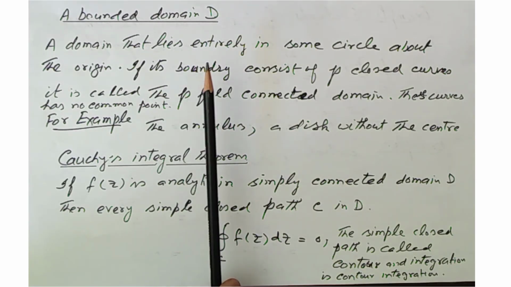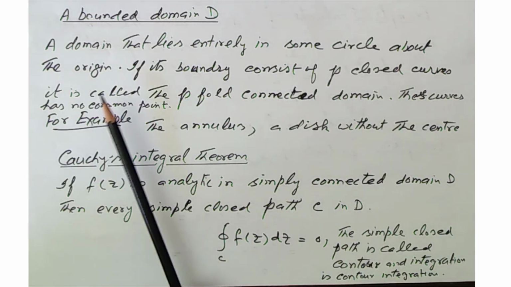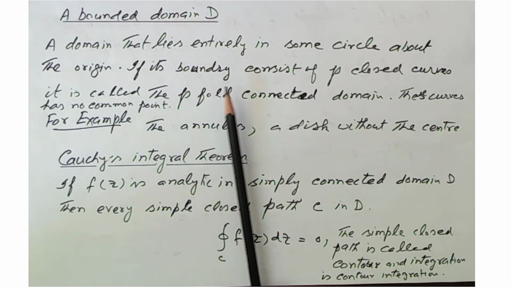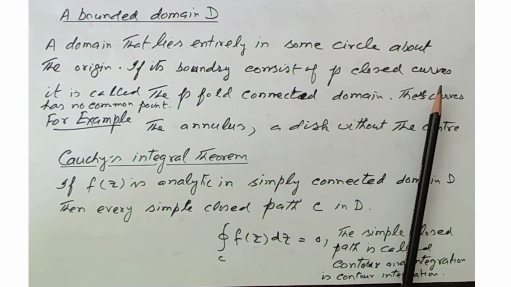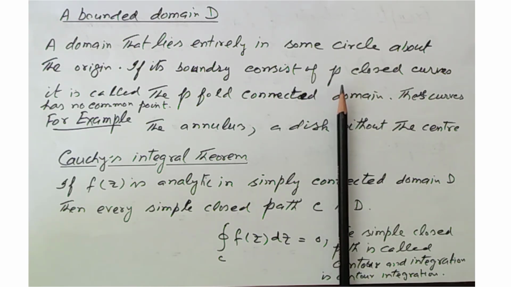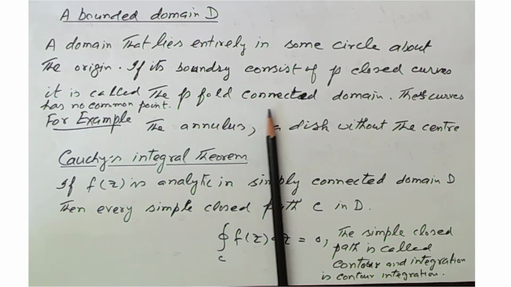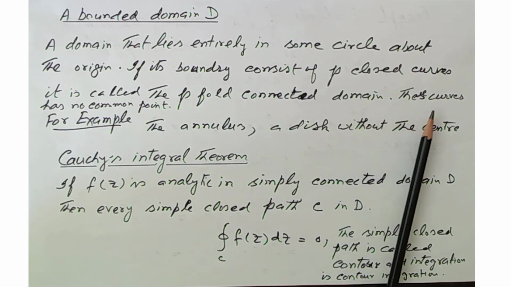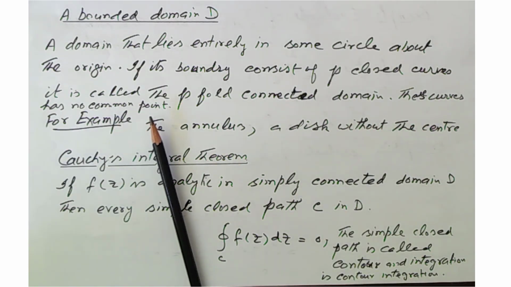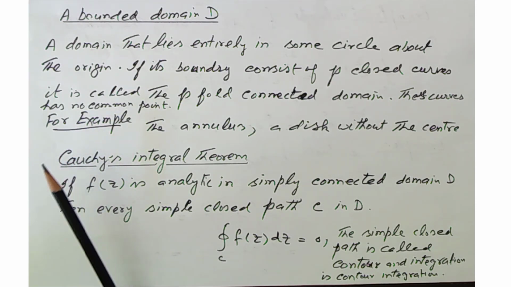Now, a bounded domain D is a domain that lies entirely in some circle about the origin. The domain lies inside that circle if its boundary consists of P closed curves. There are many curves whose number is P, and they also lie inside the circle. It is called the P-fold connected domain. These curves have no common point. All these curves are different shapes. They lie inside the closed circle.